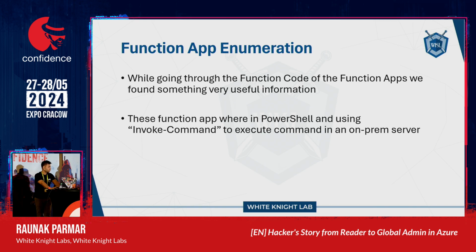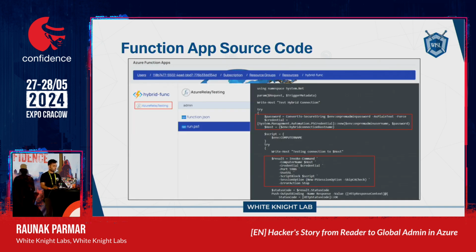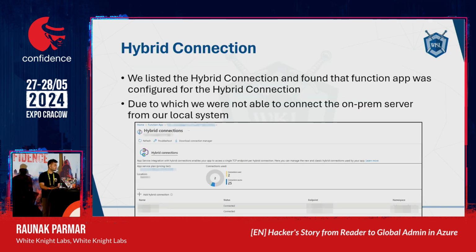As I said, we found a function app which had some code doing Invoke-Command, basically PS remoting. Because we had a contributor role, okay, this is the output. Here you can see there's some Invoke-Command going on, and the credentials are being taken from the environment variables. Because we had a contributor role, we could easily grab those credentials. We tried to run the same command from our own system, but it didn't work. So we checked the networking of that function app, and found that it is using hybrid connections. In a hybrid connection, your function app is able to talk to the on-prem server, and no one else is able to do that.